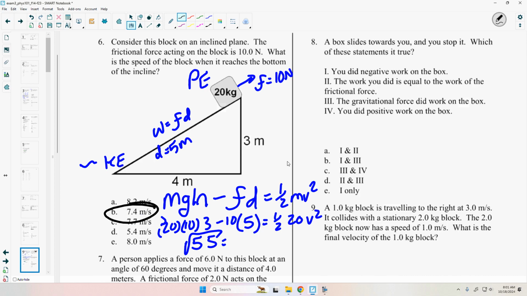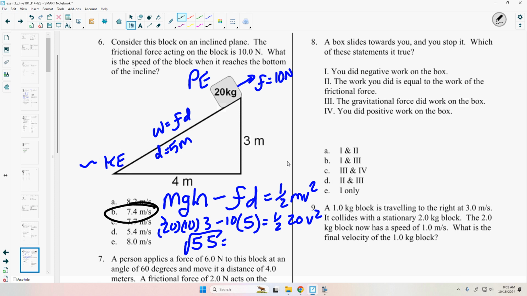Let's look at this number 8 while we're here, since I like these so much. Which of these statements is true? So sometimes, like on tests, I'll just take the previous question and I'll just sort of change the statements. So you might see something like that. Do they do negative work on the box? Don't stop it? Yeah. It doesn't take energy away from it. Is the work I did equal to the work of the frictional force?